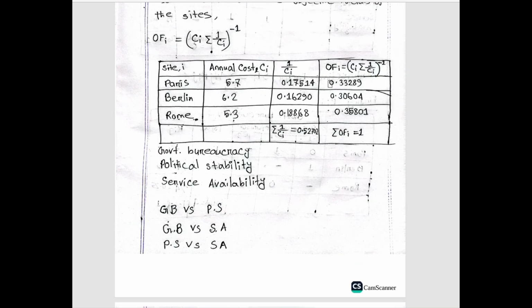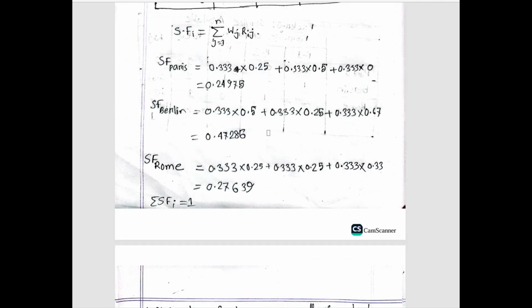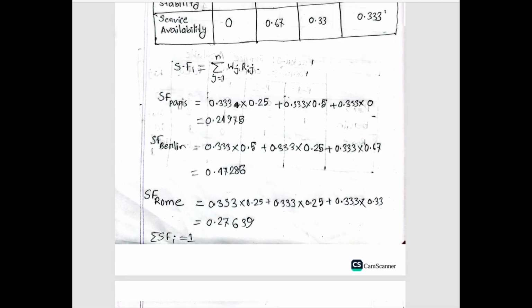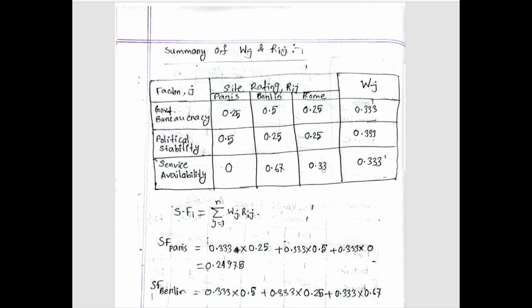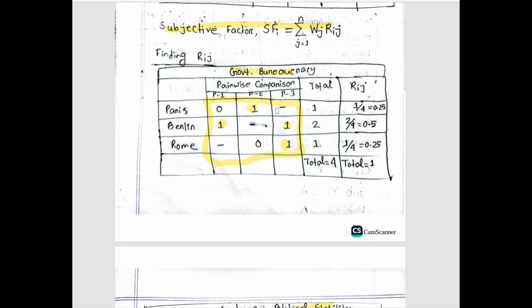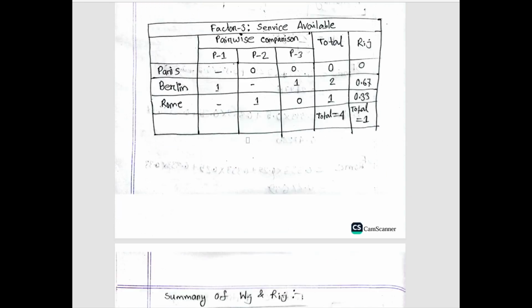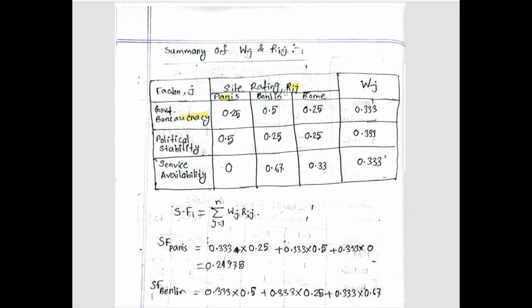We have calculated the objective factors for each city, Paris, Berlin, and Rome, and now we want to calculate the subjective factors for each city. We made a summary table from this. Government bureaucracy RIJ factor for Paris was 0.25. That's why the RIJ factor for government bureaucracy for Paris is 0.25.